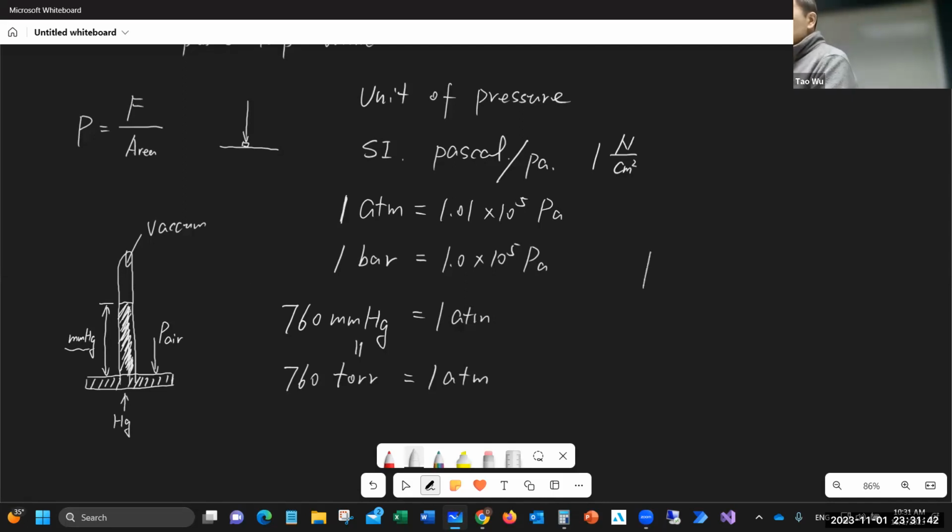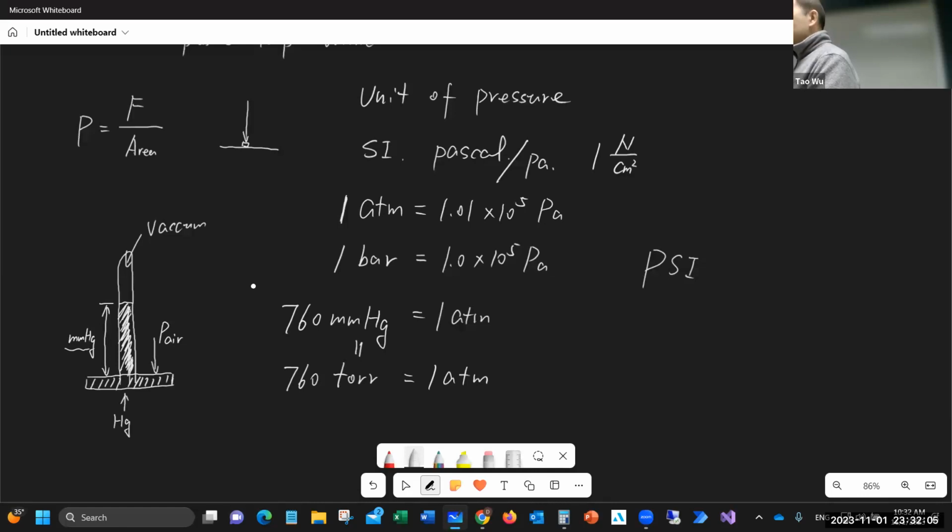The last unit we're going to introduce is the PSI. I think you're going to be familiar with this. What is the full name for PSI? Pressure... It's pounds per square inch.